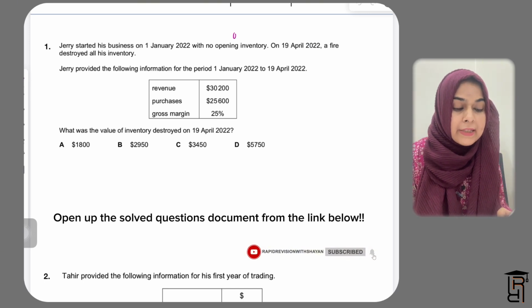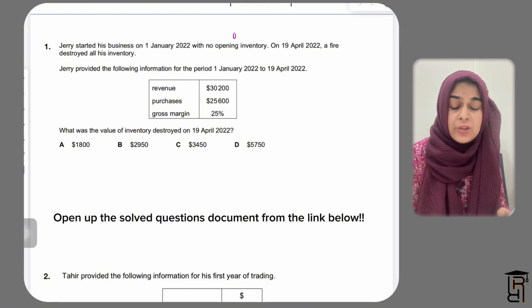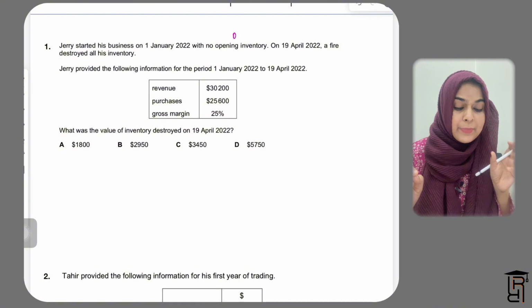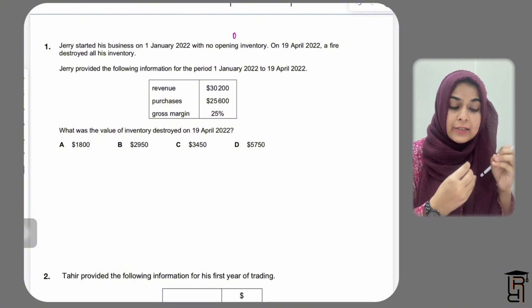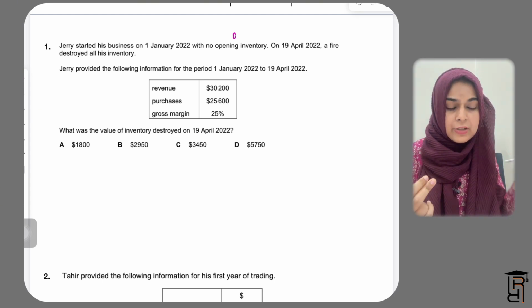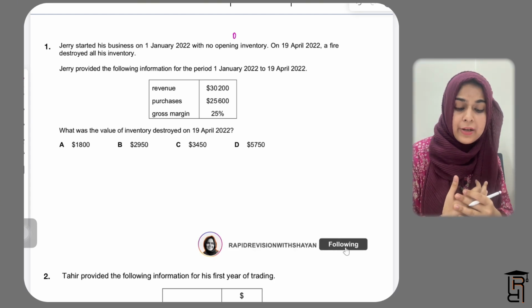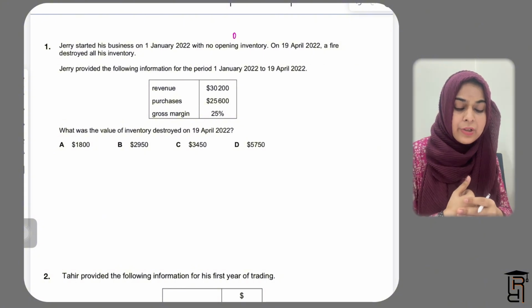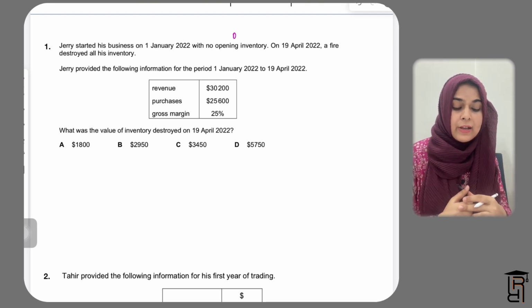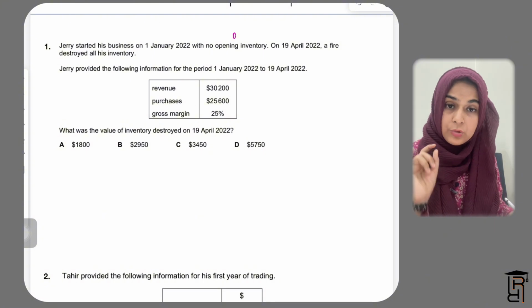Then they're saying on 19th April 2022 a fire destroyed all his inventory. Jerry provided the following information for the period 1st January 2022 to 19th April 2022. This is the period in which he carried out business activities, but on 19th April all the inventory got destroyed in the fire. Revenue is 30,200, purchases is 25,600, gross margin is 25%. What was the value of inventory destroyed on 19th April 2022?